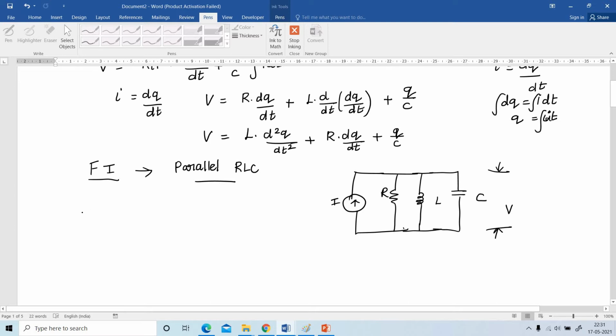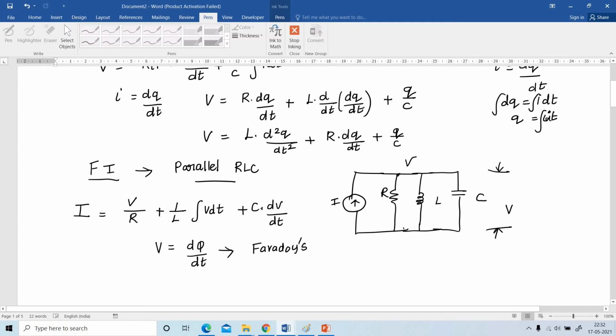Now I am going to find the equation of current. Here the voltage is V. I is equal to V by R plus 1 by L into integral V dt plus C into dV by dt. Next, I am going to substitute V is equal to d phi by dt. Phi is the flux. This is Faraday's law. So I am going to substitute d phi by dt in the above equation.